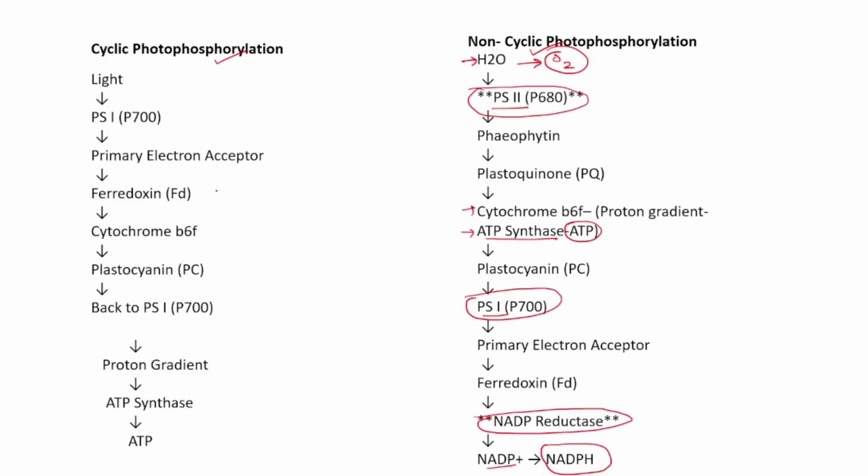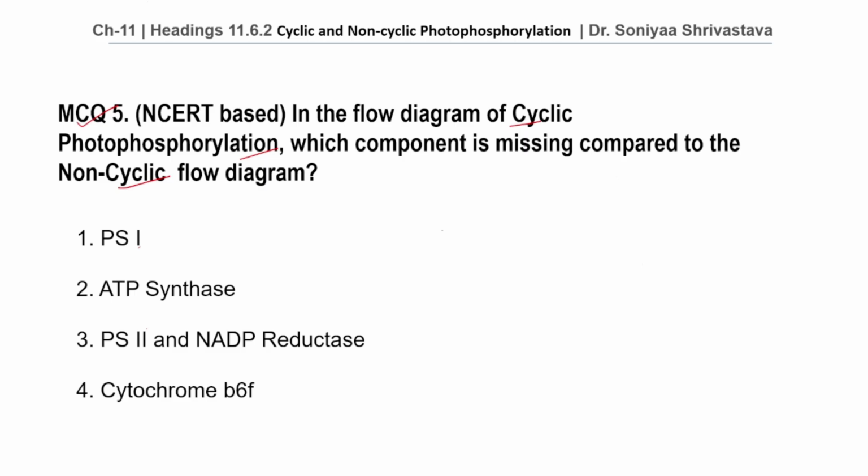While cyclic photophosphorylation is a simplified pathway that involves only PS1 and cytochrome B6F, with ATP production through enzyme ATP synthase. So what is missing in the cyclic process as compared to non-cyclic one? So coming to the options.